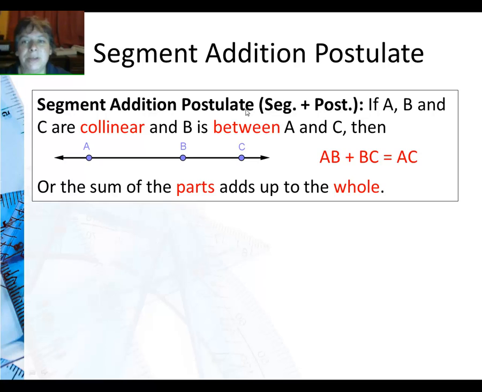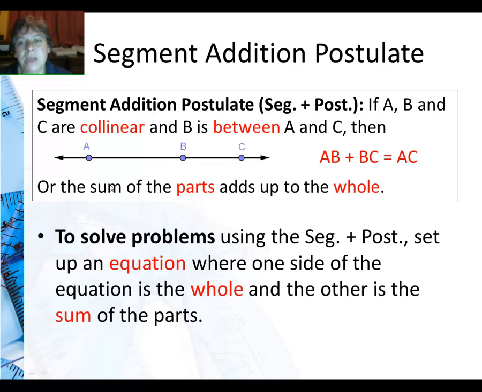So here's the segment addition postulate. If A, B, and C are collinear, that means they share the same line, and B is between A and C, then AB plus BC is the same as the distance or the length of AC. Or as I said before, the sum of the parts adds up to the whole. To solve problems, you're going to set up an equation where one side of the equation is the whole and the other side is the sum of the parts. It doesn't matter if you put the whole on the left or the right. The whole goes by itself on one side and the sum goes on the other.